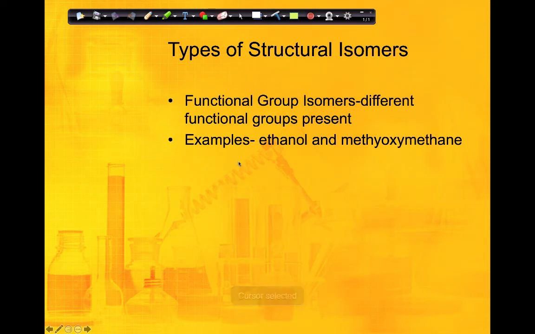Okay, so a functional group isomer would have the same formula, but the functional groups are different, which changes the compound's reactivity and what it will do very significantly. So let's look at ethanol. This is ethanol. Well, methoxymethane would look like this, with the oxygen in between. So we have different functional groups, the same formula though.